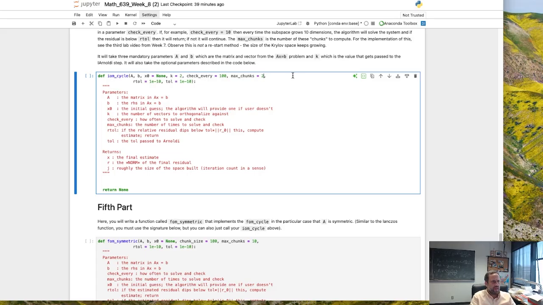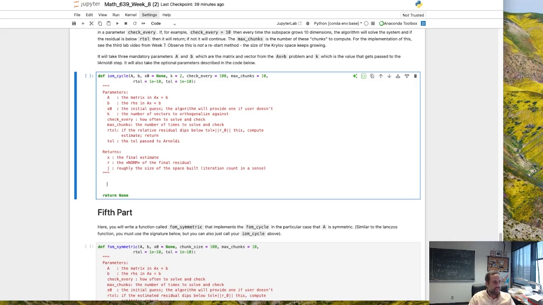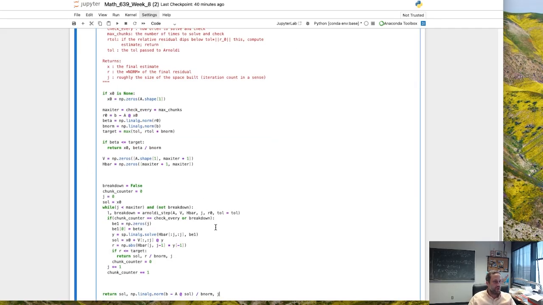In the video last week, I think I called check every chunk size. Anyways, I'm going to put this back to 10. You can look at the video from last week to see how that got implemented. Here's what it is. I'm just copying and pasting what I did from last week, and that's exactly what I would expect you to do when you're implementing this: just copying and pasting your code from last time.